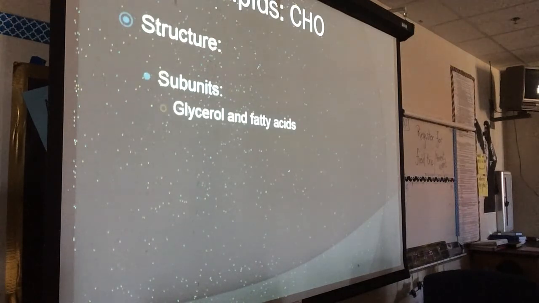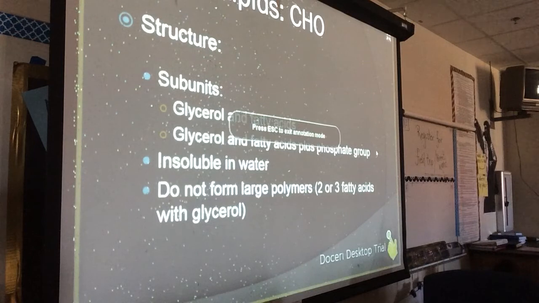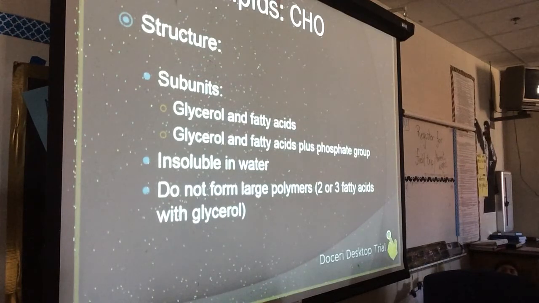So let's look at what makes up a lipid. The building blocks of a lipid, the subunits, glycerol and fatty acids, plus a phosphate group. That's what makes a lipid. That doesn't make much sense to you right now. It's okay. It will eventually. Just go ahead and get it down. A glycerol, a fatty acid, and a phosphate group.